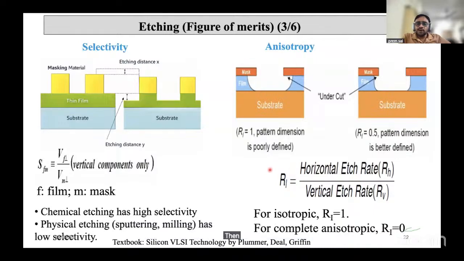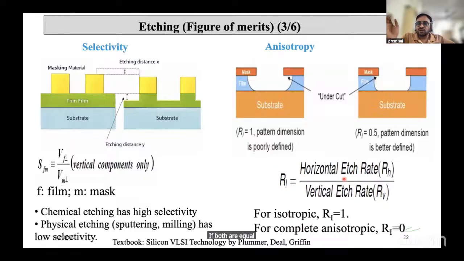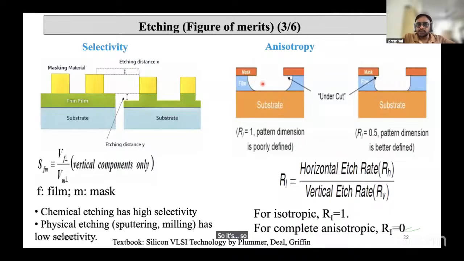Then there is something called anisotropy. When we put it in a solution, you have the ratio of horizontal etch rate to the vertical etch rate. If both are equal, as I said, everything will go off. If you want to make a pattern, you need something anisotropic, ideally 0. But in a real case, it won't be possible. It will come somewhere around 0.5. So here if you see, it keeps on etching sideways. That you call undercut.